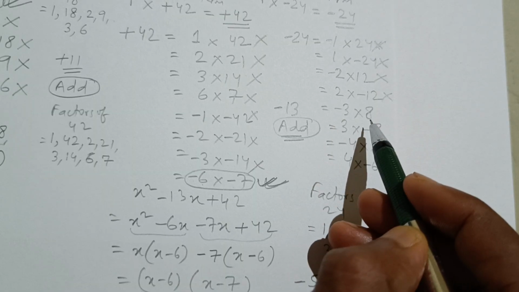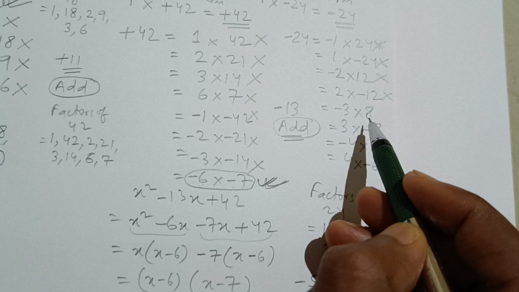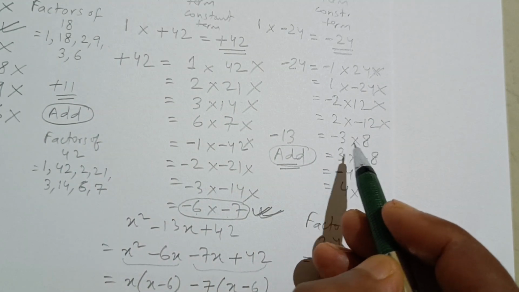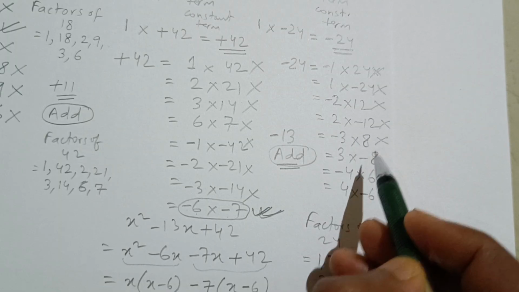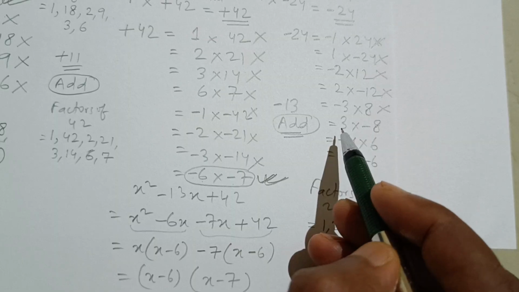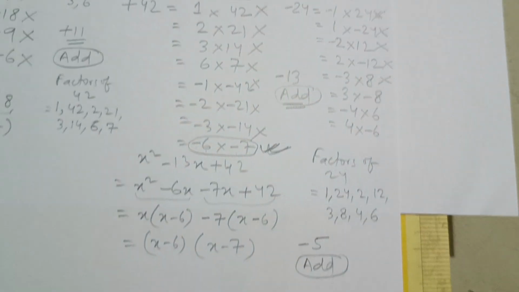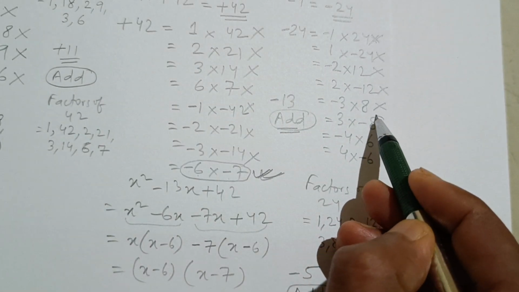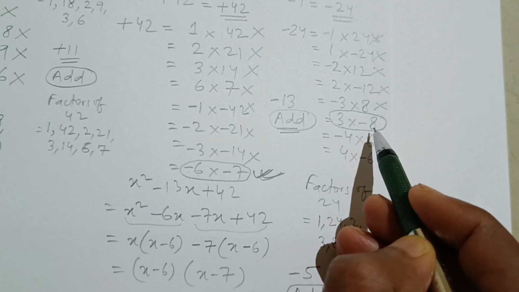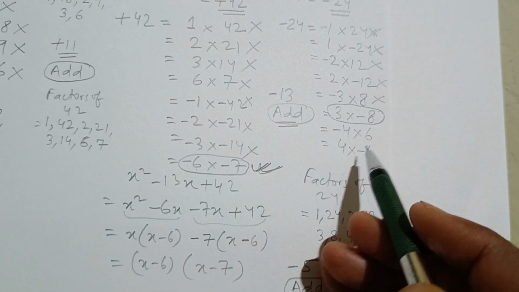Then minus 3 and 8. Minus 3 plus 8 is plus 5. I want minus 5, and this is giving me plus 5. No, not this. 3 and minus 8: if you add, 3 plus minus 8 is 3 minus 8, which is minus 5. Yes, this is that pair. 3 and minus 8, if you add, you will get minus 5. So this is the pair.